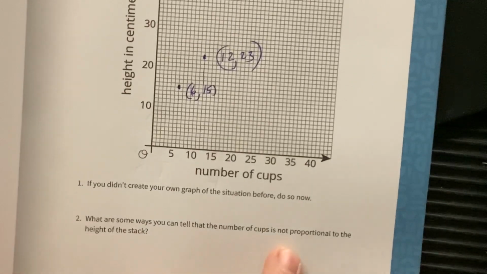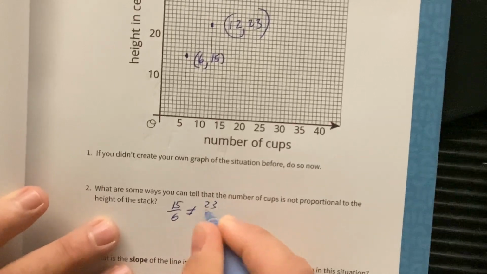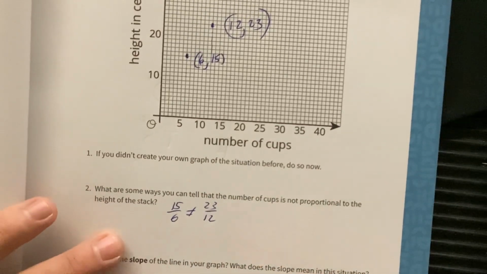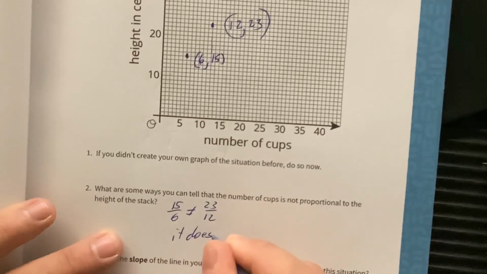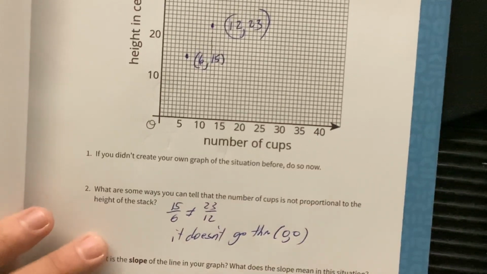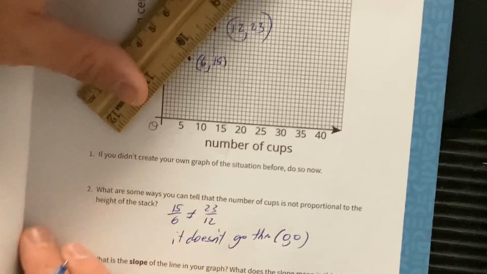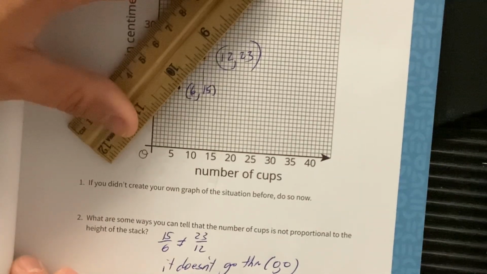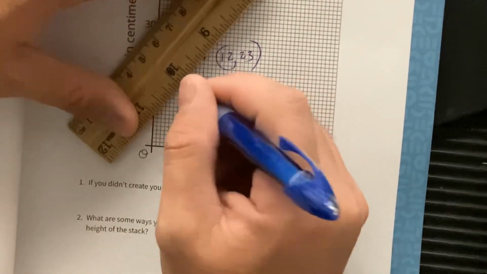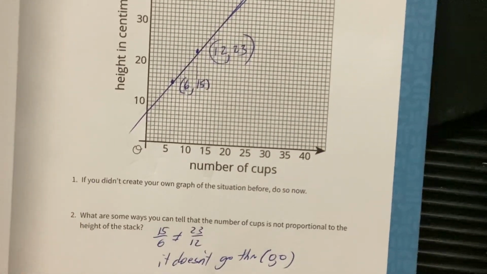So what are some ways that we can see they're not? Well, 15 divided by 6 does not equal 23 divided by 12. It also doesn't go through the origin, 0, 0. If those dots line up, you'll notice that it does not go through the origin either. So go ahead, do the best you can at connecting those also. And you'll notice it does not go through 0, 0.